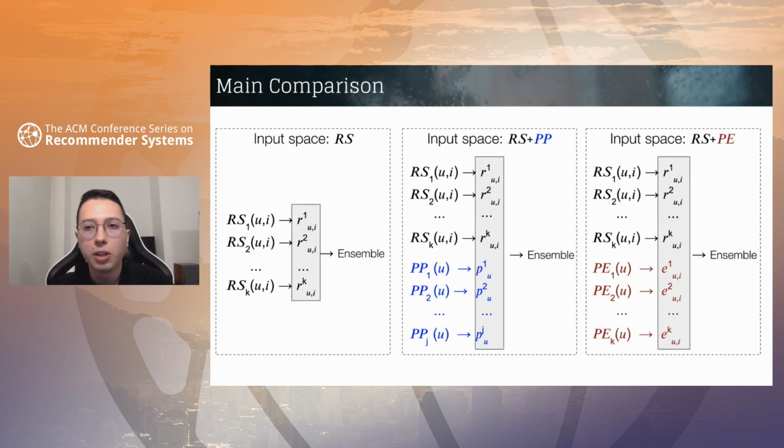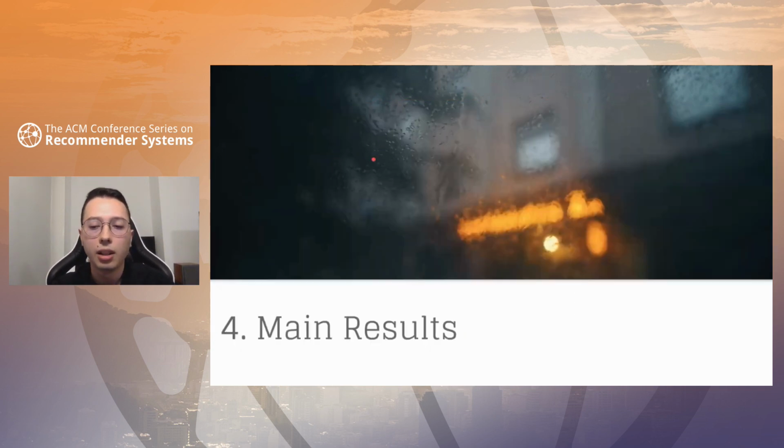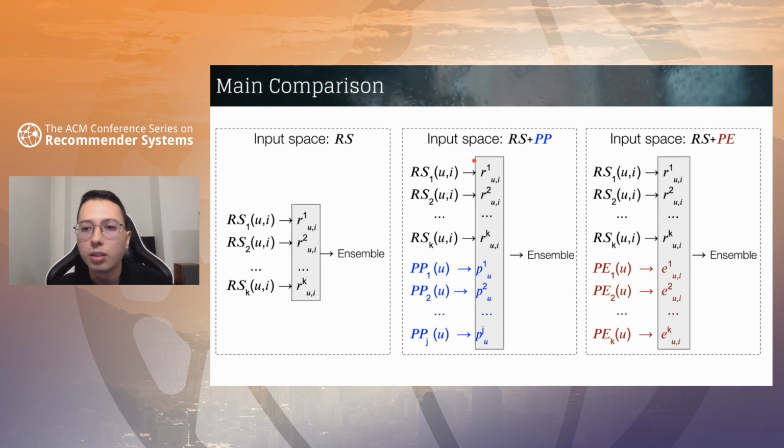And then the main comparison that we do here is the 3 input spaces. The first is the base recommenders, and this is like stacking. The second is stacking with performance predictors. And finally, what we proposed, stacking with the performance estimates.